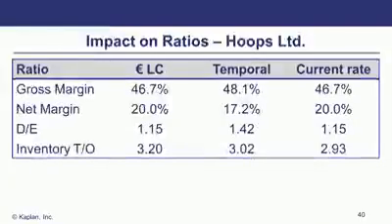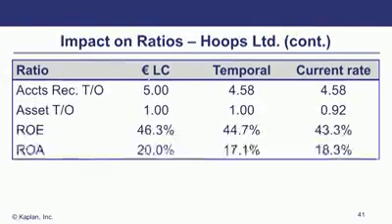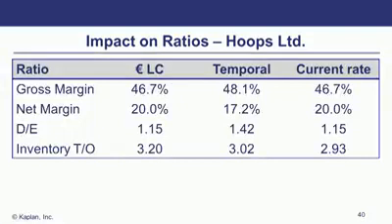Right, let's have a look. What I've done is actually computed some ratios for our example, Hoops Limited. And I've done them in the local currency, i.e. the euro, I've done the temporal ratios, and I've done the current rate ratios. Now, first of all, look at gross margin. Of course, gross margin is gross profit over sales. Two income statement items, i.e. it's a pure ratio. And lo and behold, when we look at it, in the local currency 46.7, and the current rate method, again 46.7. So notice the pure ratio is not distorted under the current rate method.